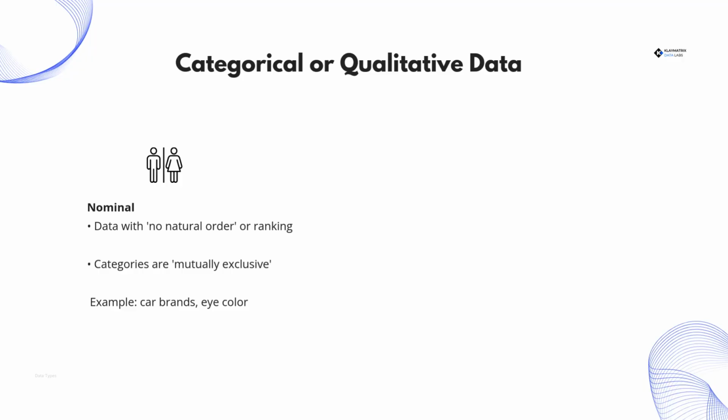Nominal data is purely about classification without any order. Imagine listing different smartphone brands: Apple, Samsung, and Google. None is inherently higher or lower than the other, right? That's nominal data. It helps in segmenting data but doesn't indicate priority or rank.